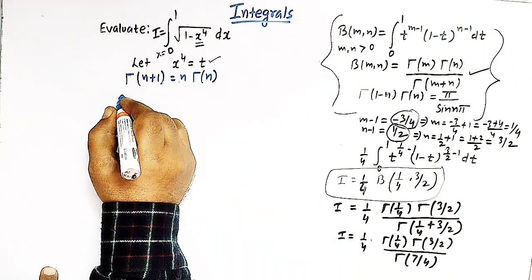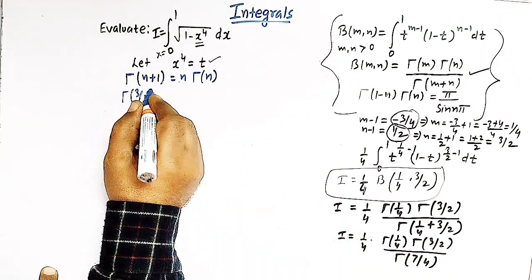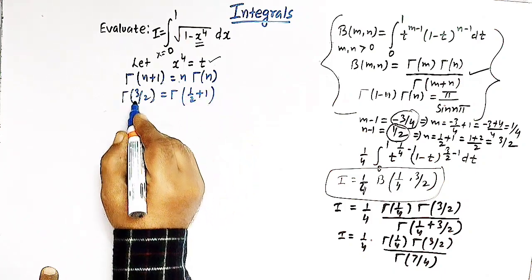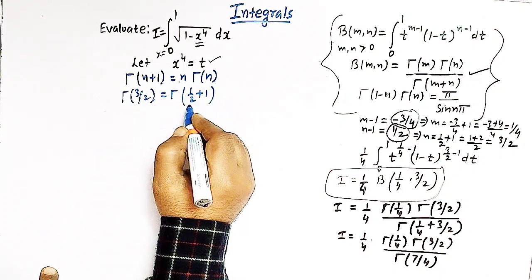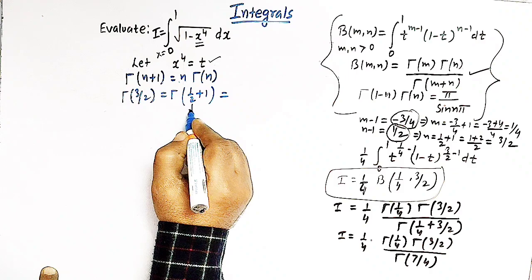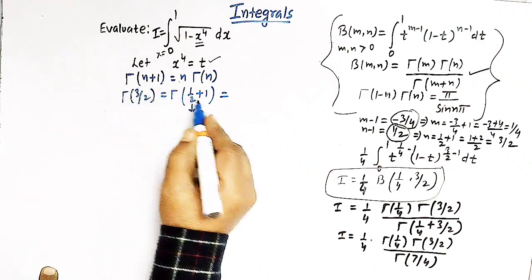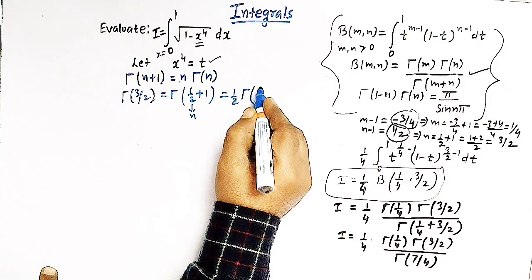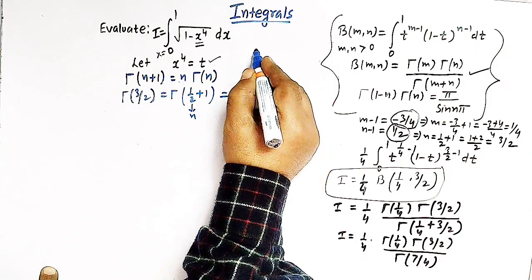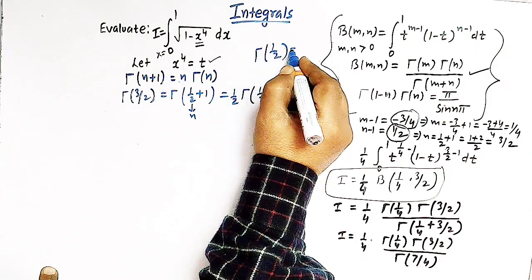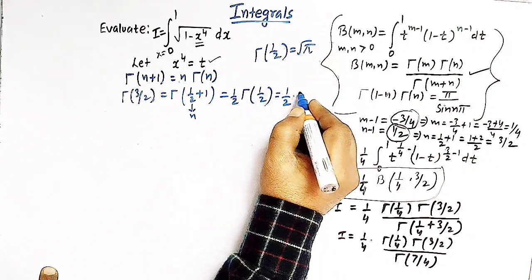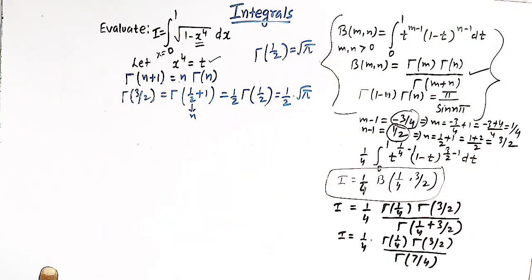So gamma 3 by 2 can be written as gamma half plus 1, because we can split 3 by 2 as half plus 1. So our n is now half. So we can now write half times gamma half, and gamma half is equal to square root of pi. So we can now write half times square root of pi, right?